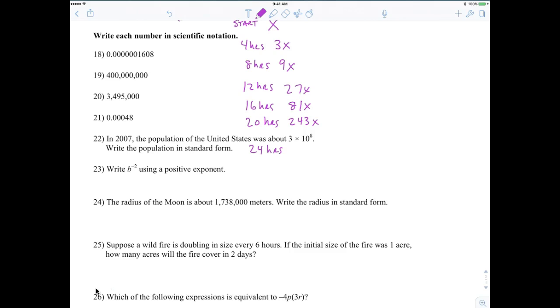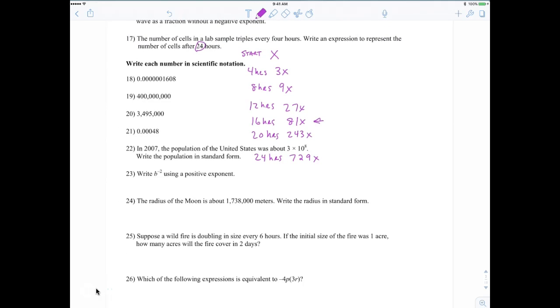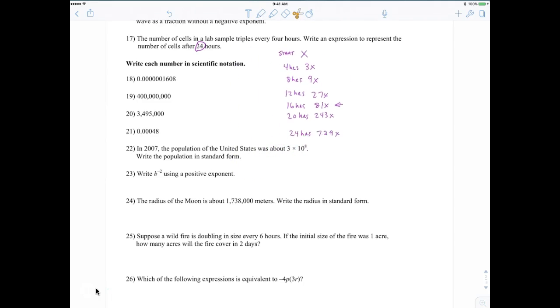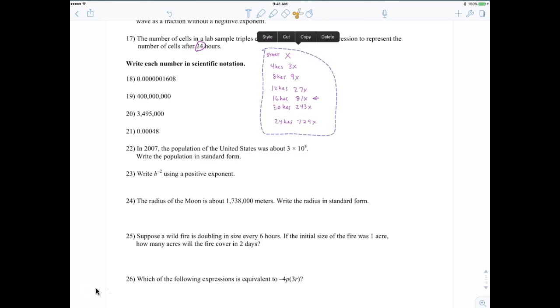But instead of multiplying 243 times 3, it's easier to multiply 81 times 9. You with me? So then that would be what? 729x. Does everybody agree with that? All right, so now listen, you can put a little star by this one. This one's hard, but now I'm going to try to show you something else. So please try to pay attention now.